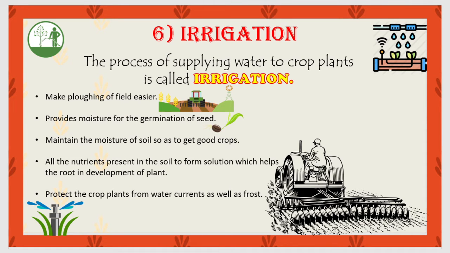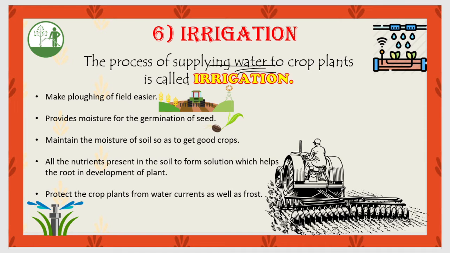Now let us come across irrigation. Irrigation means supplying water to crop plants. Now this is not a new topic because water is very important, as water is the basic need of all people. So water is nothing new for us. Let us come across the points, the advantages of water.